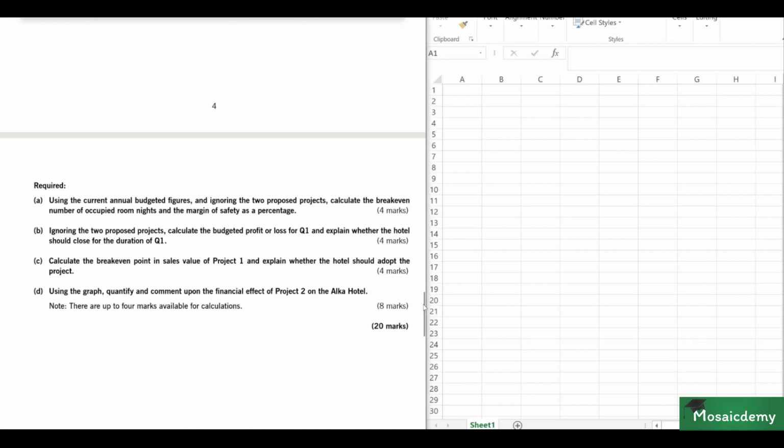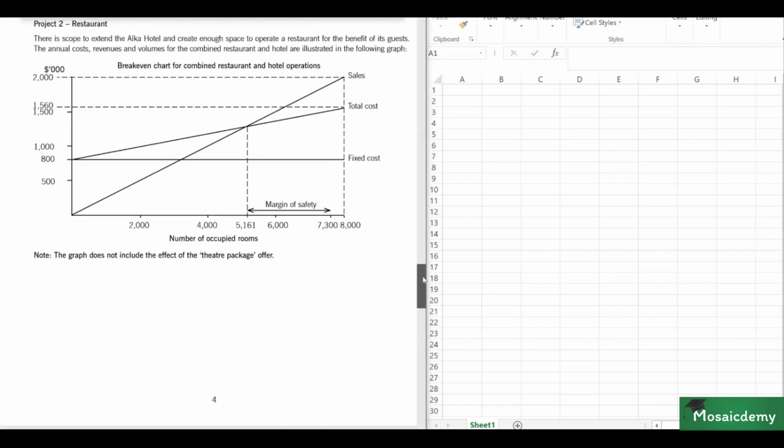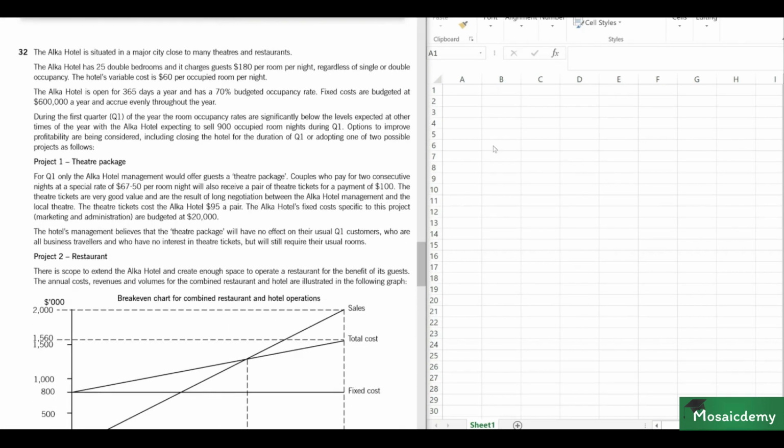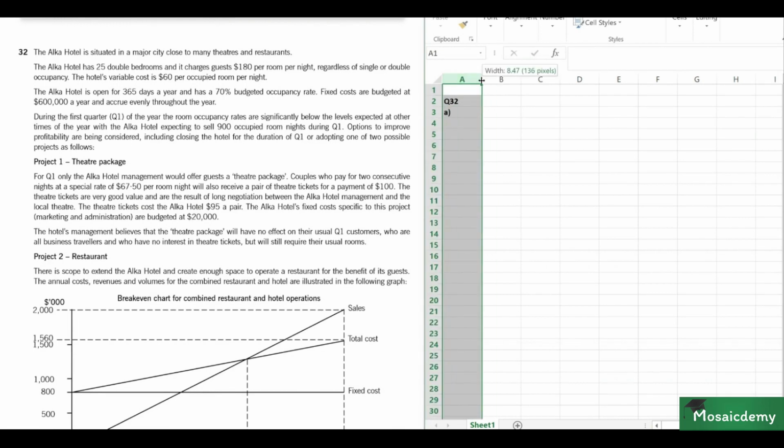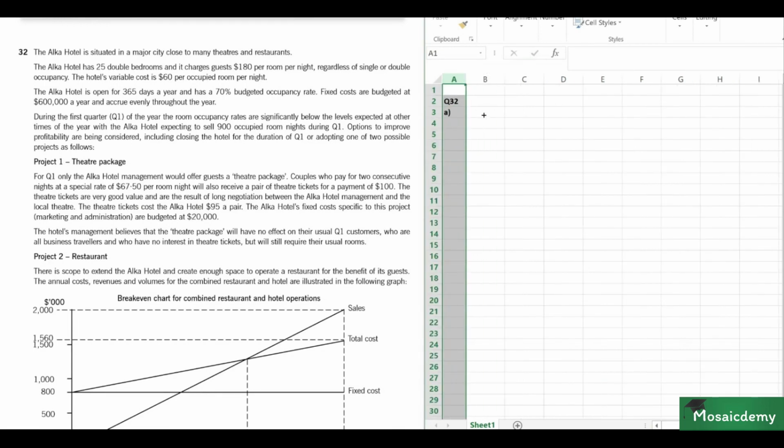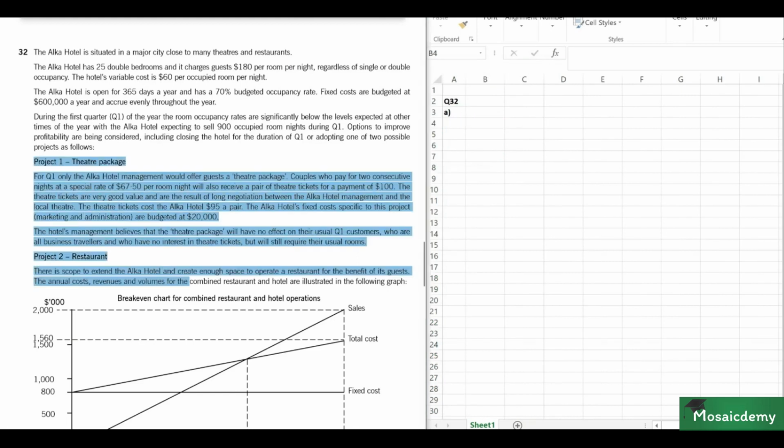Okay, so let's start with the question. This is for 4 marks. So let's start by labeling our question 32, part A. As always, let's make the labels bold to distinguish them from the rest of the answer. So let's start by reading. It's saying ignore the 2 projects, so we can ignore all of this stuff then, and the graph.